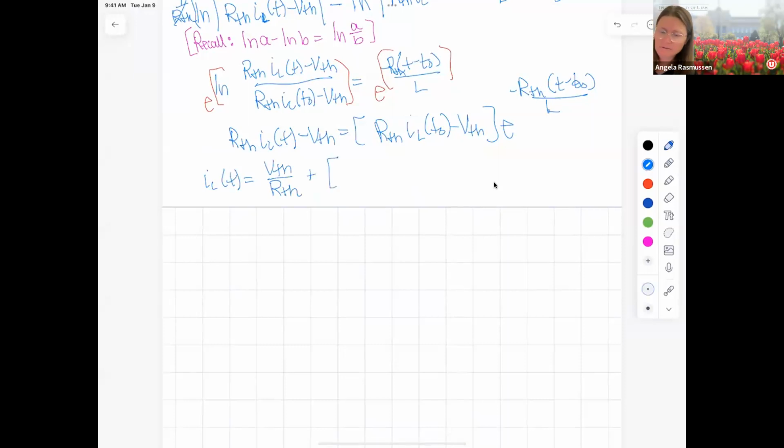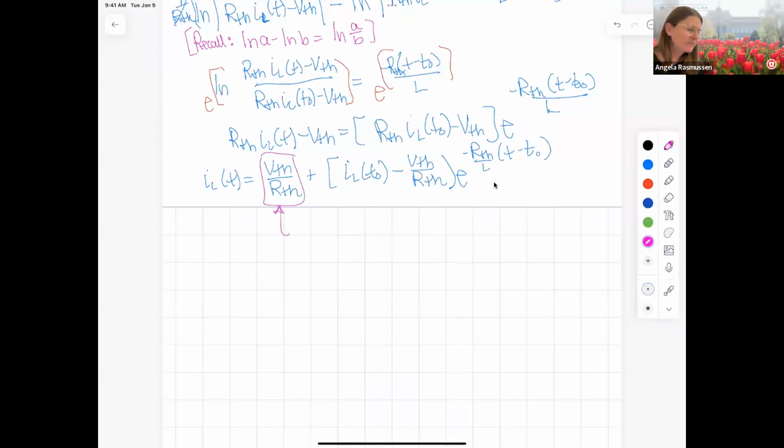And then plus RTH is divided. So then this is IL of T naught minus VTH over RTH, E to the minus RTH over L, T minus T naught. So these become a final value of a circuit. And this is the same, so final value.